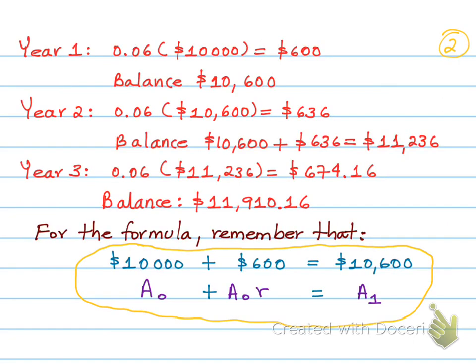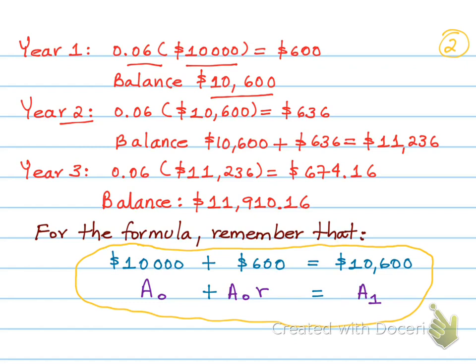So this is what we do. Year 1, we multiply 6% times 10,000, and that's 600. So the balance is 10,000 plus 600, so we have 10,600.